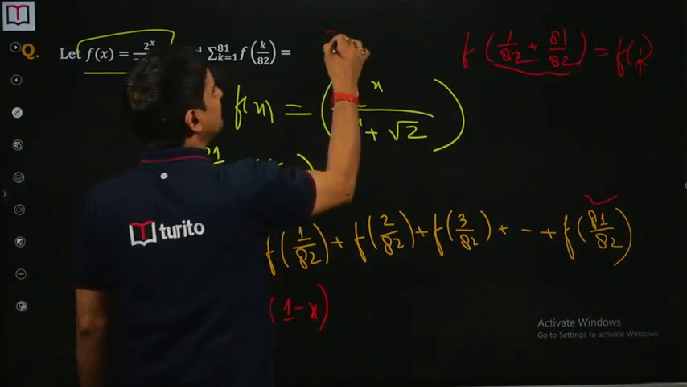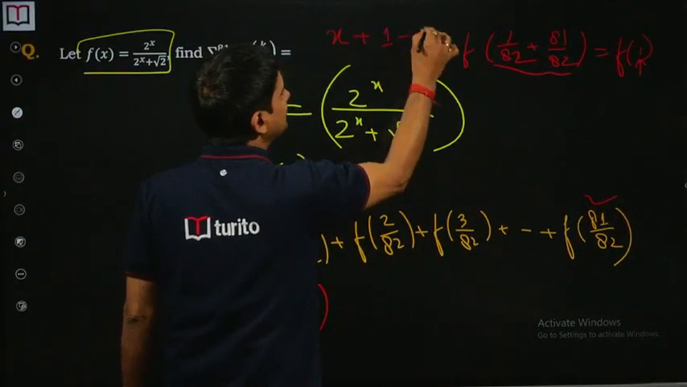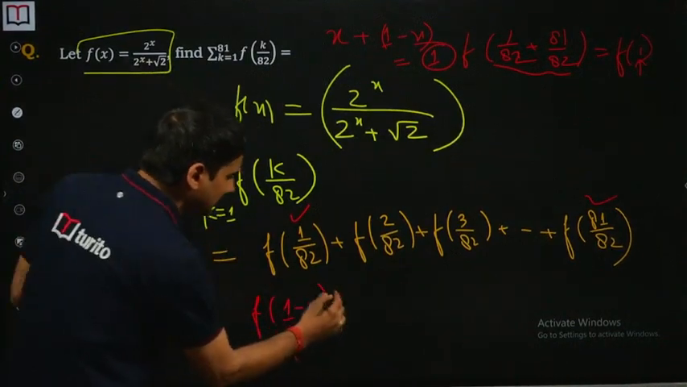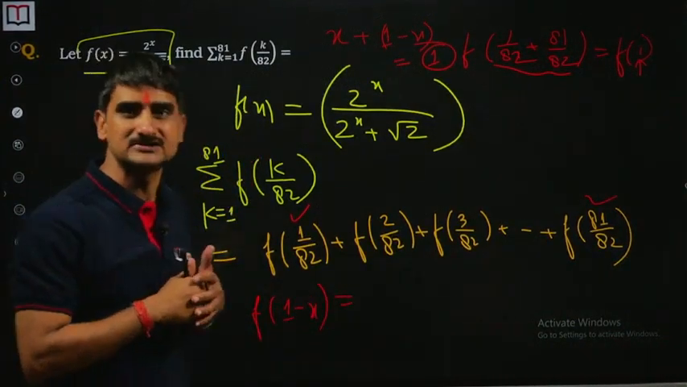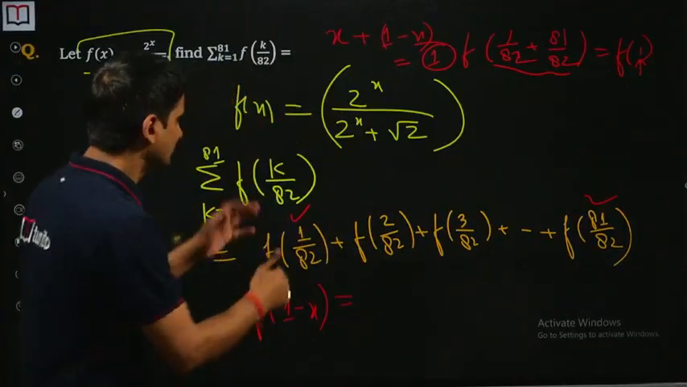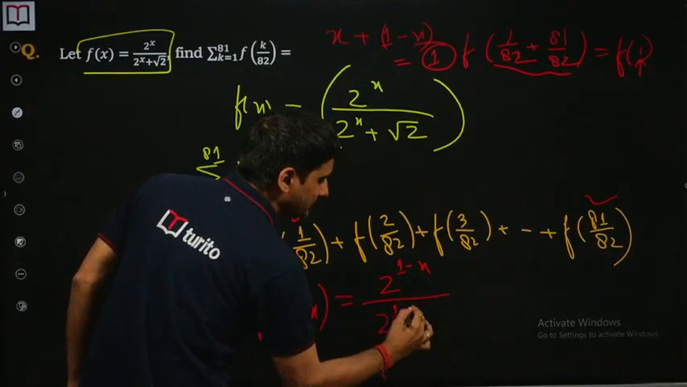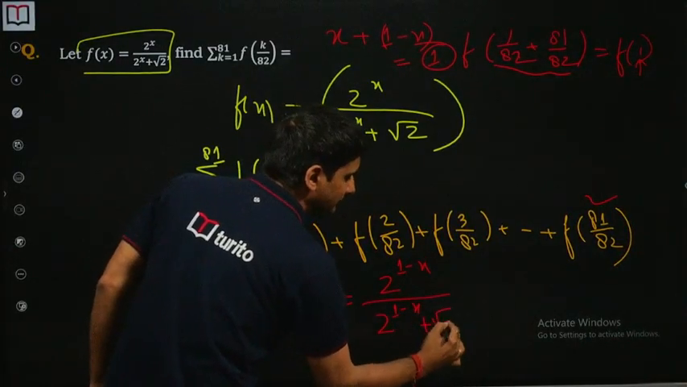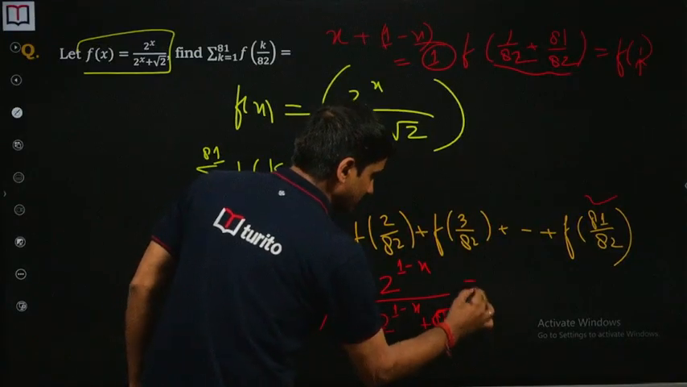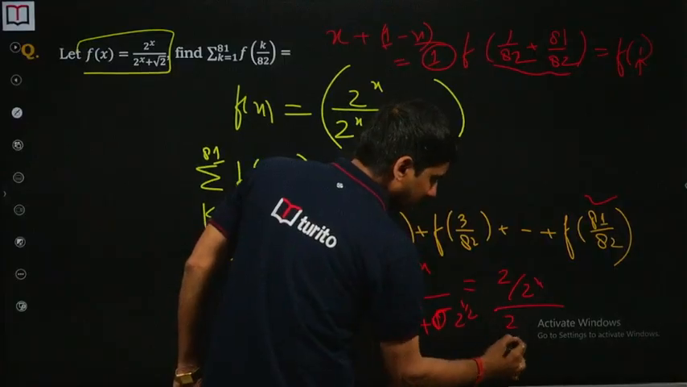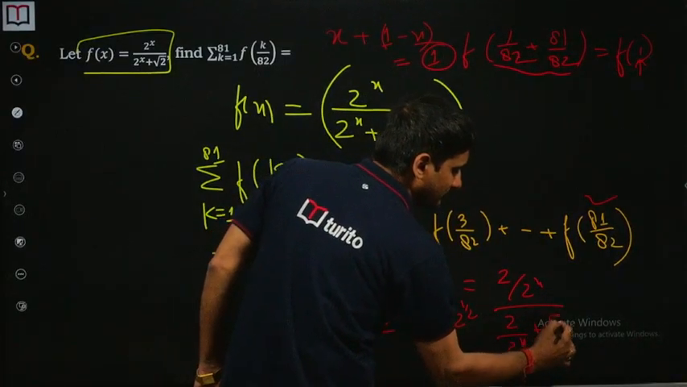Why? Because if I add x and 1 minus x, you get 1, as simple as that. So if we get a pattern, that's what we always try in such type of question. So what do we get? 2 raised to the power 1 minus x upon 2 raised to the power 1 minus x plus root 2, where 2 raised to the power half is root 2. So it is nothing but 2 upon 2 raised to the power x, over 2 upon 2 raised to the power x plus root 2.